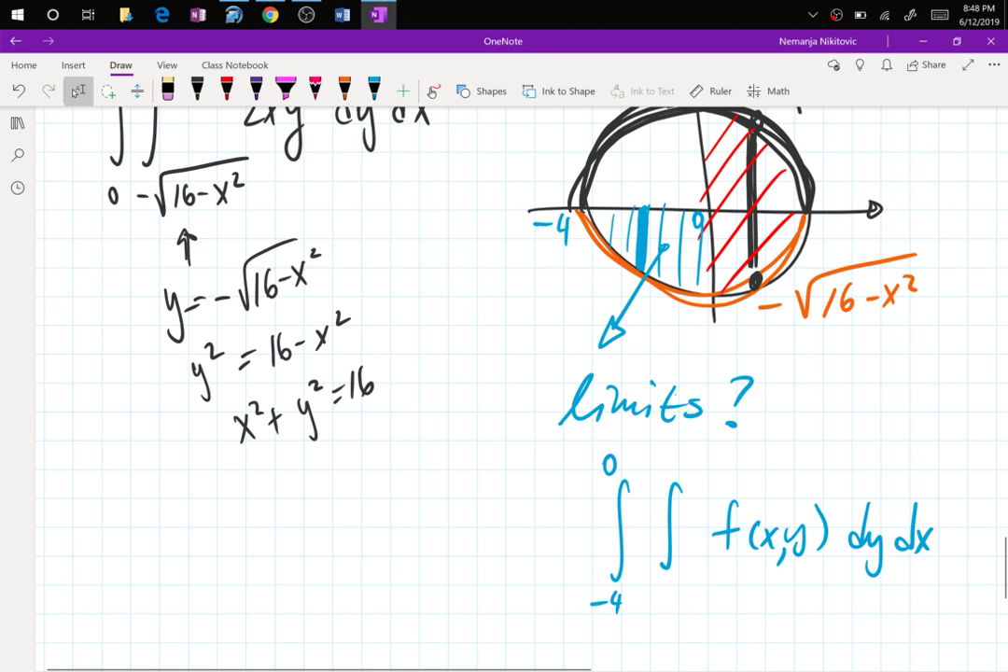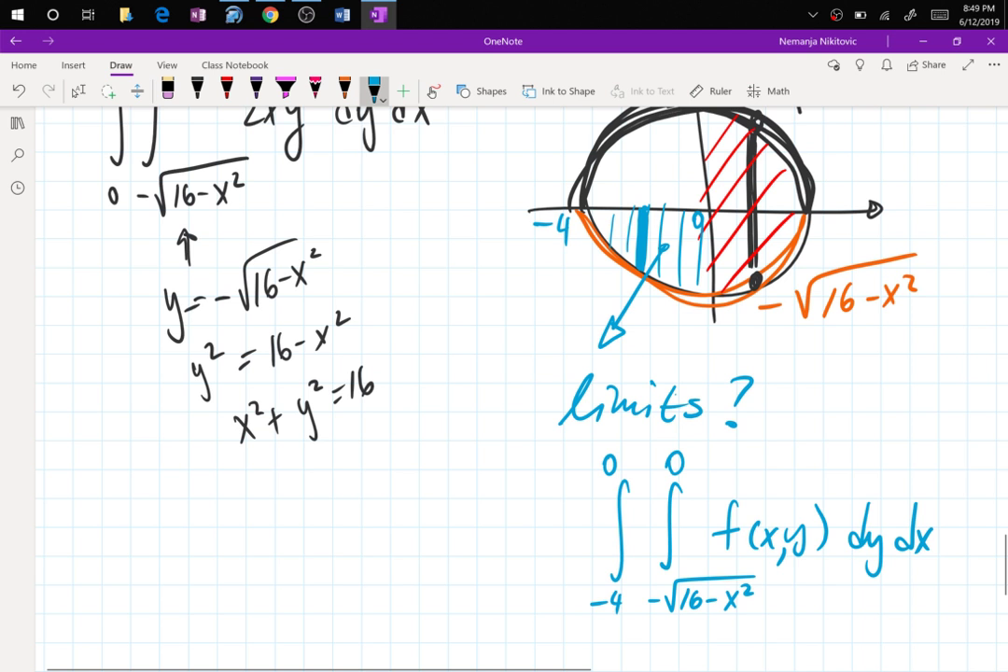How about the inner ones? What do I have on top? 0, because the top is the x-axis, that's y equals 0. These are the y limits now, because they correspond to the inner dy. And what's on the bottom? The orange negative square root. Yes, perfect. So these limits will bound just the third quadrant. I can chop this in halves or quarters, or you can have the full circle, -4 to 4, negative square root to positive square root.